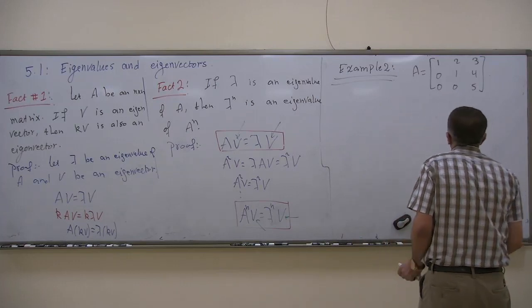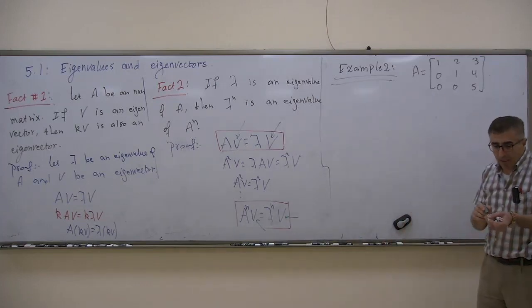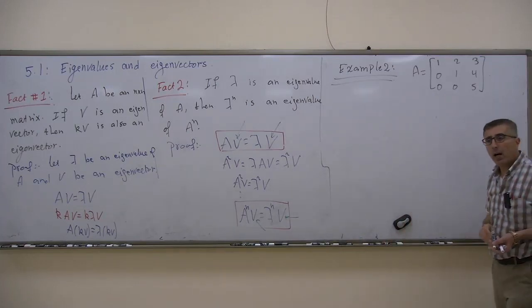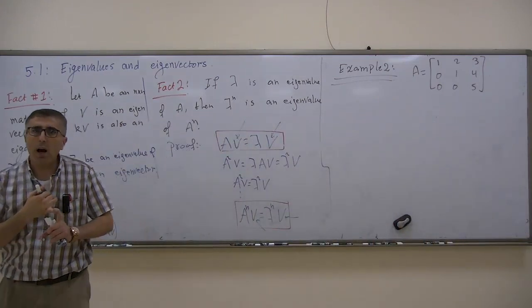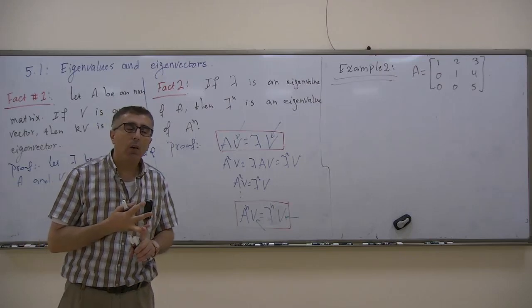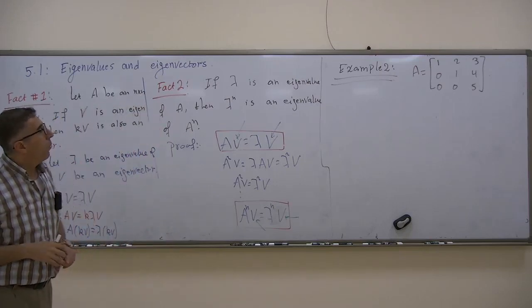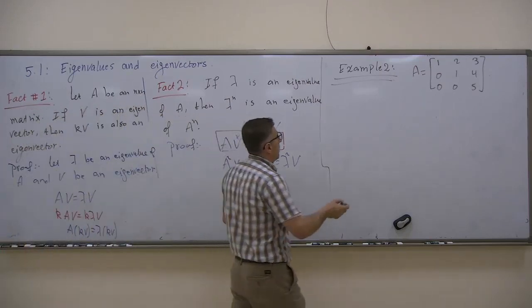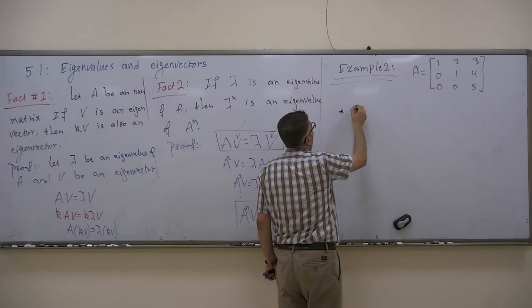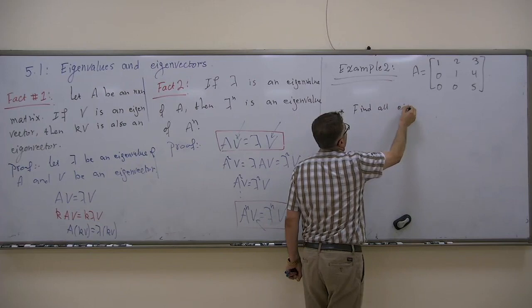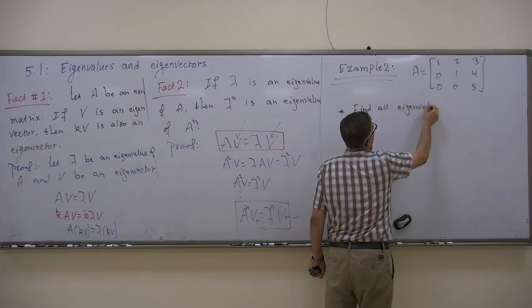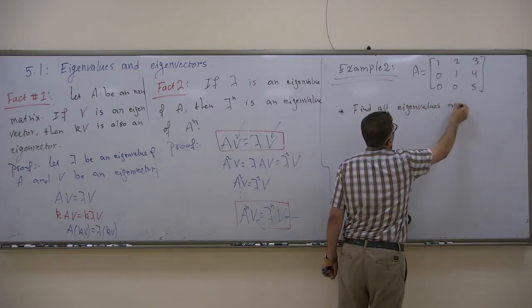All right. So here we have a matrix. This matrix is a 3 by 3 matrix. And now, again, we want to ask the same questions. Find all eigenvalues and find all eigenvectors. Well, what you need to do here: find all eigenvalues and eigenvectors.